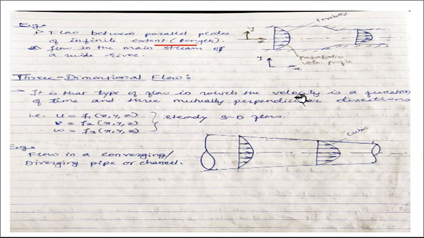Then we have the three-dimensional flow definition. It is the type of flow where the velocity flow parameter is a function of all three space coordinates, that is x, y and z. It may be a function of time or it may not be a function of time. An example is flow in a converging-diverging pipe, where the velocity profile is cubic in nature. Okay, thank you. We'll stop now.